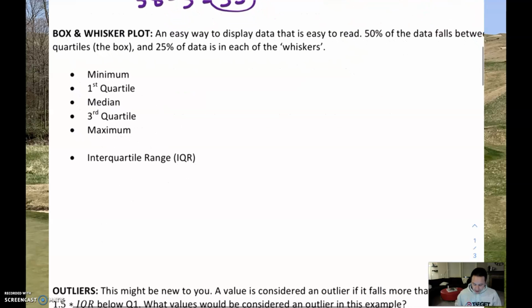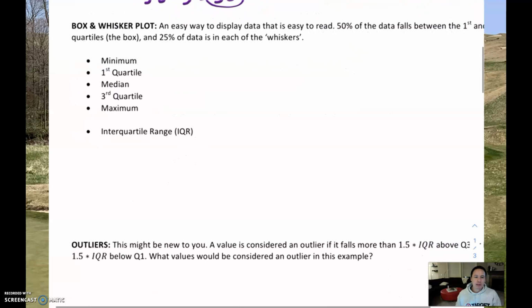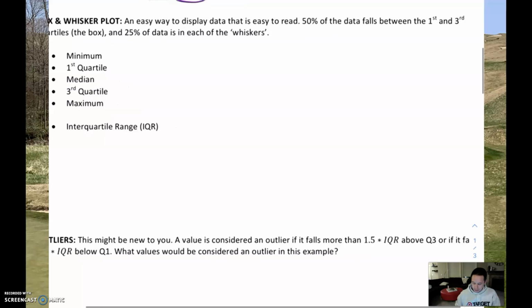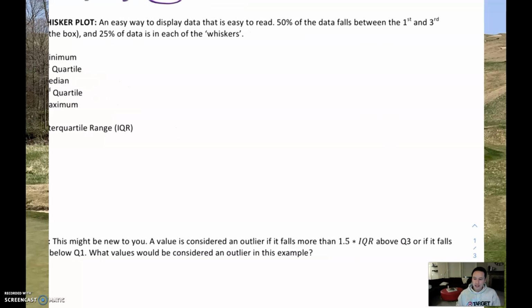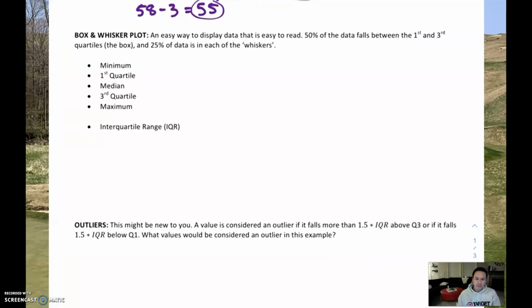Now we get to this thing called a box and whisker plot. Box and whisker plots are sometimes an easy way to display data, and 50% of the data will fall between the first and third quartile. That's going to be the box part of it. And then there's 25% on each of the whiskers. So you'll see why it's called a box and whisker plot.